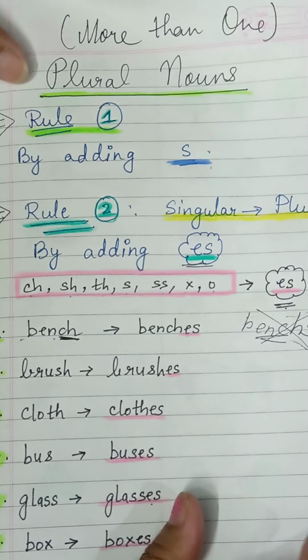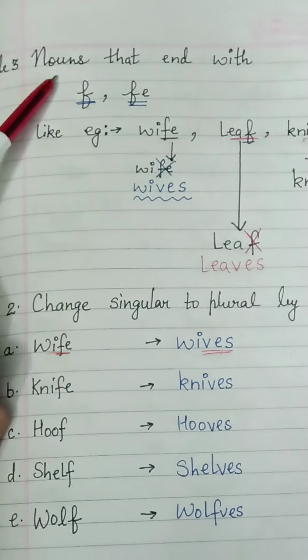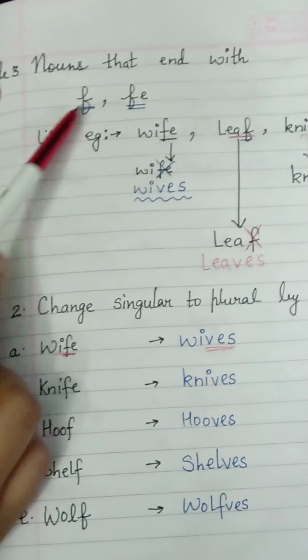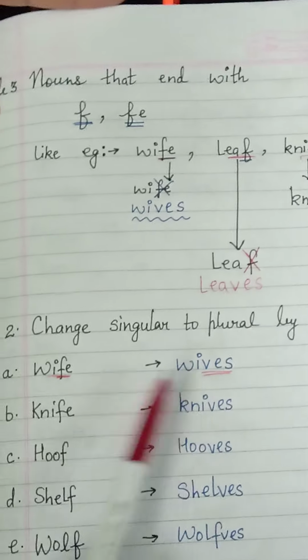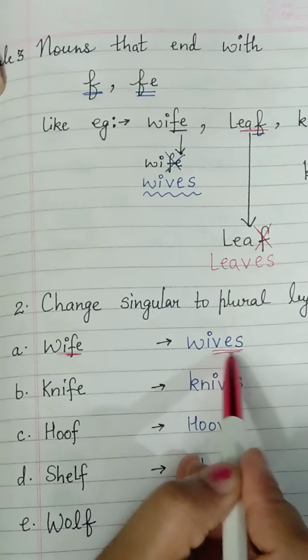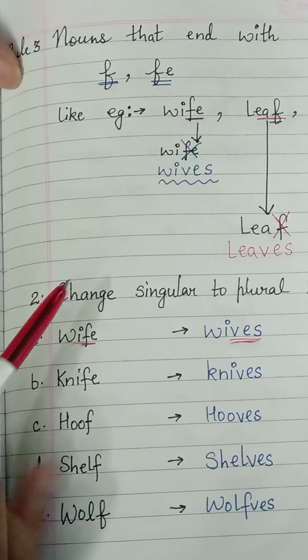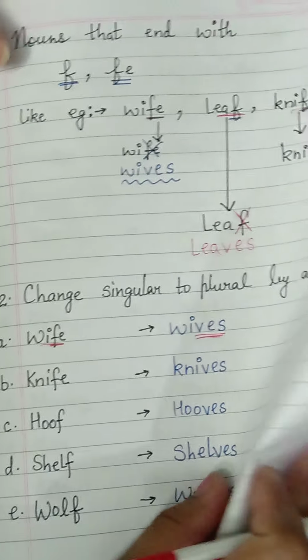Let us come to rule number 3. Rule number 3 says if the words are ending with f or fe, then in that case you will remove f or fe and add ves at the end to make it plural. Okay children, this was the third rule. Let us come to the next rule.